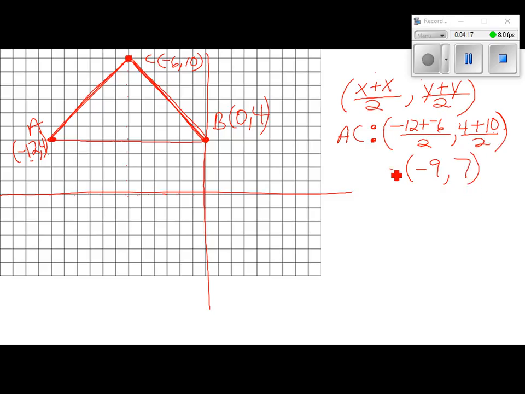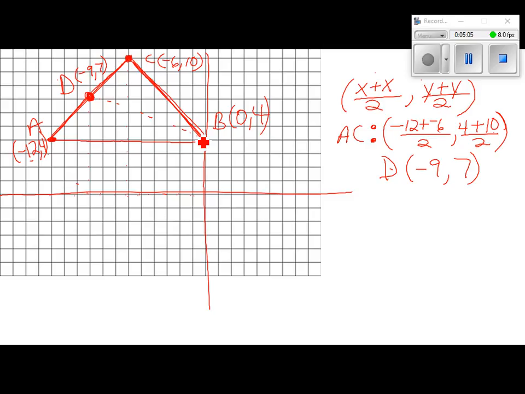So let's go back to the graph and graph that point. -9, 7. Left 1, 2, 3, 4, 5, 6, 7, 8, 9, then up 7, 1, 2, 3, 4, 5, 6, 7. It should fall on AC right there. We're going to label that point D. The coordinates of point D are -9, 7. That's the midpoint of segment AC. If I connected D down to B, then segment BD would be a median, but that's not what we're going to do right now. That's what we covered before.